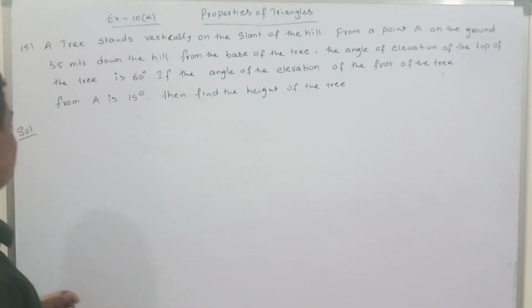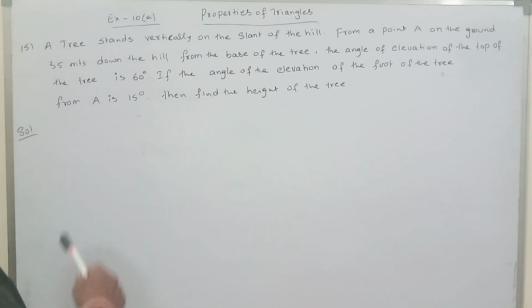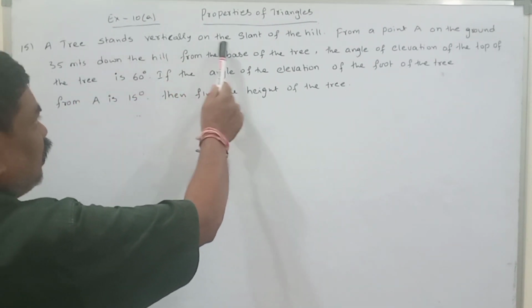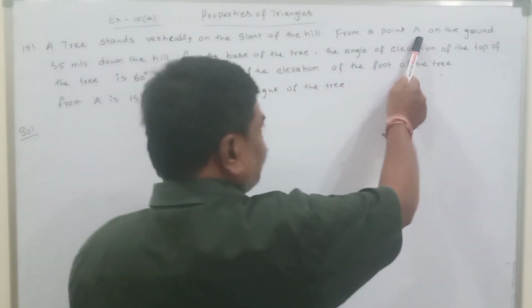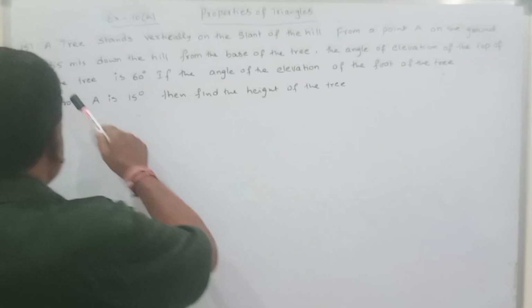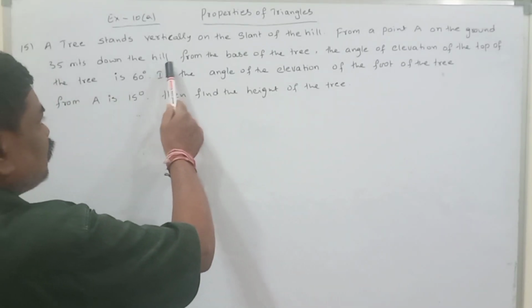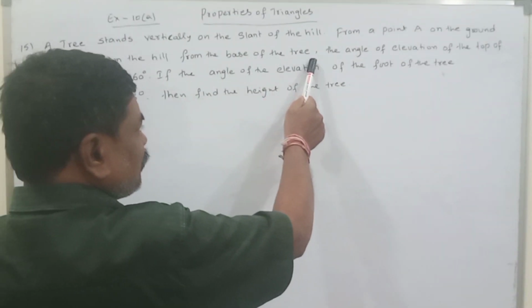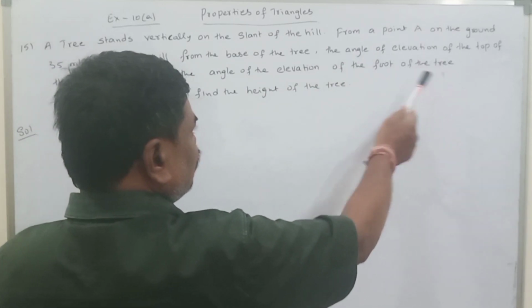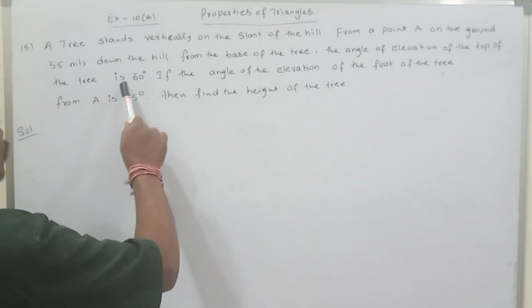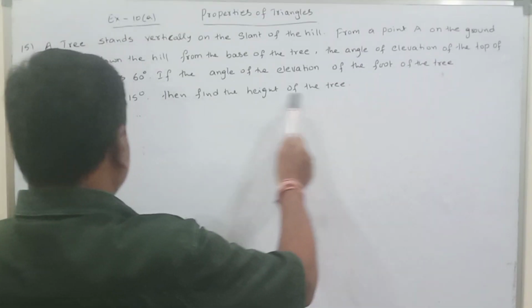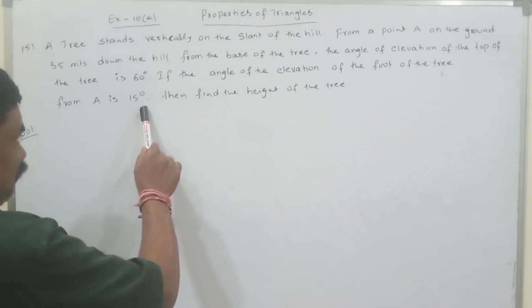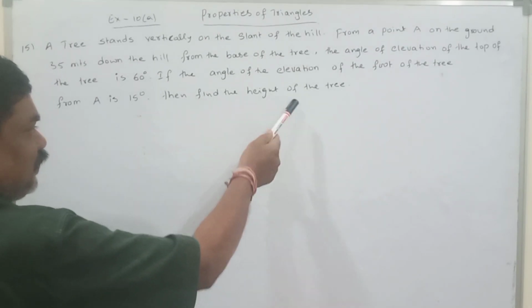So in this 15th problem, what is the 15th problem here? A tree stands vertically on the slant of the hill. From a point A on the ground, 35 meters down the hill from the base of the tree, the angle of elevation of the top of the tree is 60 degrees. If the angle of elevation of the foot of the tree from A is 15 degrees, then find the height of the tree.